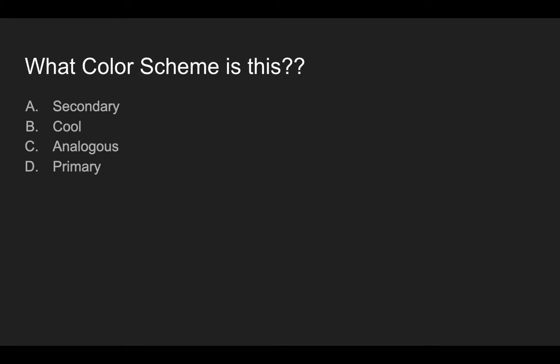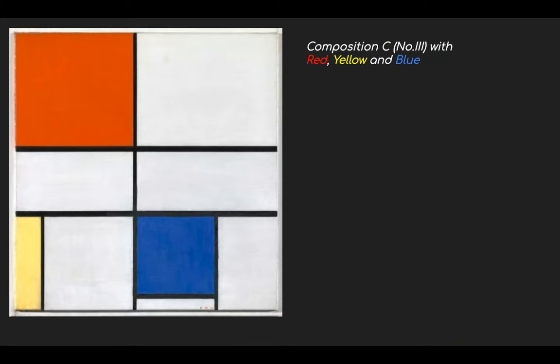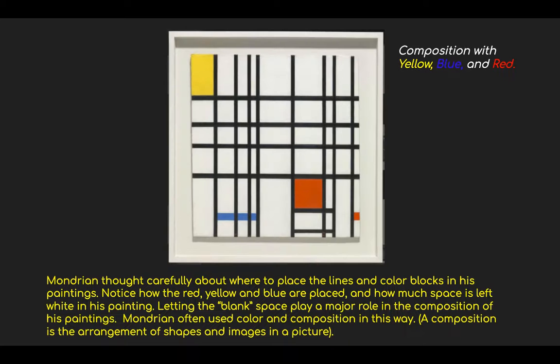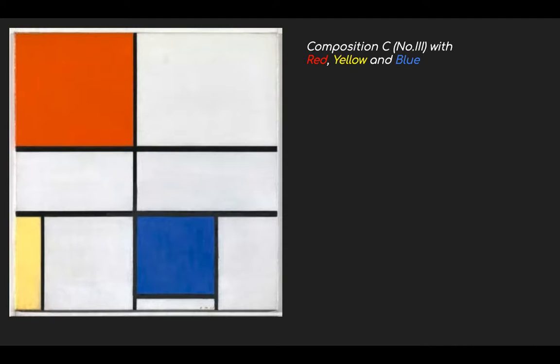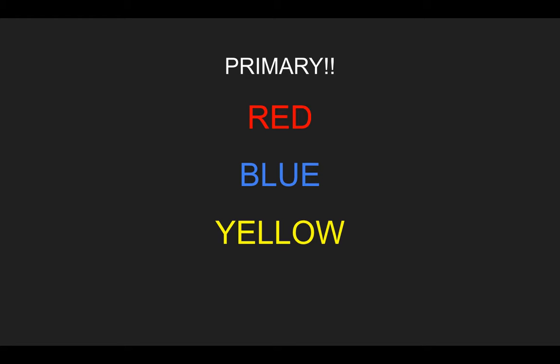What color scheme is Mondrian using? So let's look back at these. Broadway Boogie Woogie, Composition C, Composition Yellow, Blue, and Red. What color scheme does he stick with? A, secondary, B, cool, C, analogous, or D, primary? Think about it. If you guessed primary, you are correct.